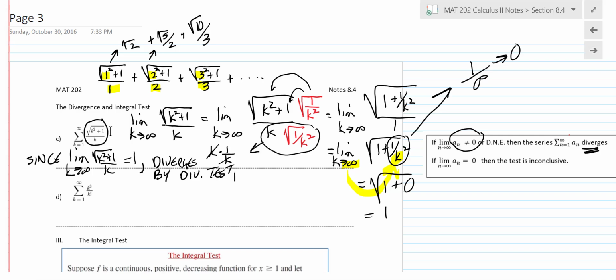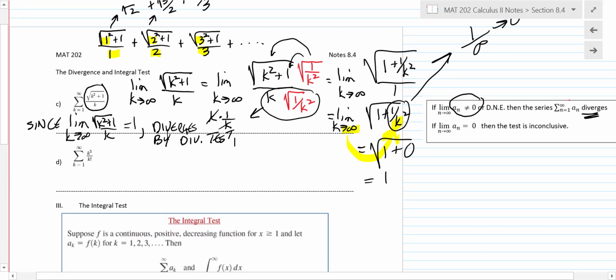Okay, so that would be kind of how that one goes. Does anybody have a question about what I did there? Okay, the next one has a factorial in it. A factorial is something you may not be familiar with, so let me introduce you to that idea.